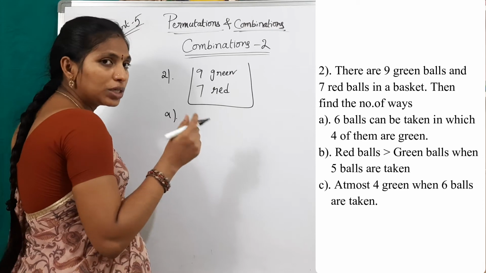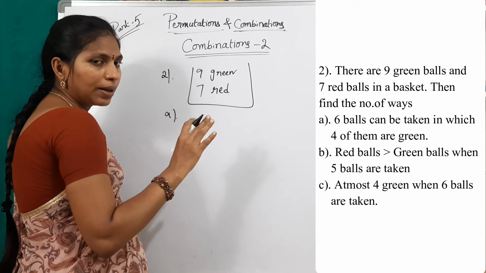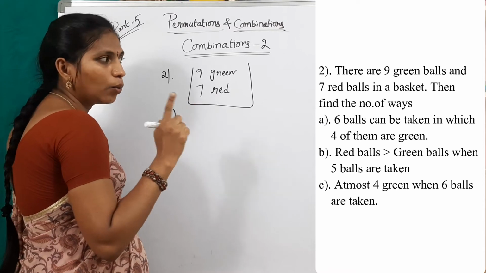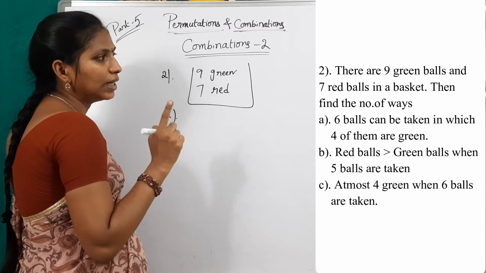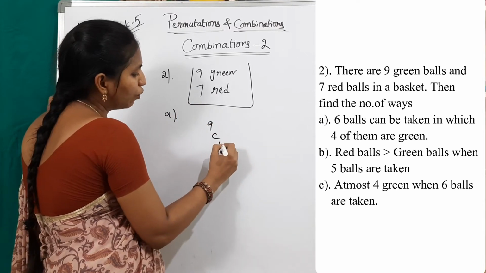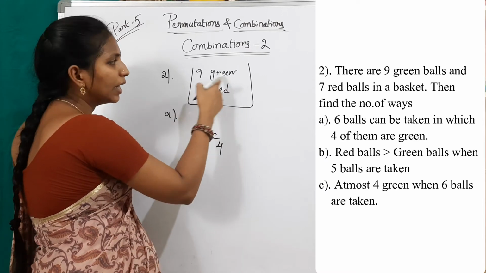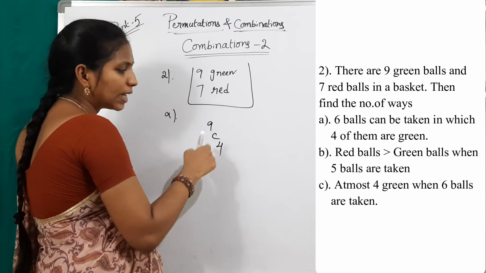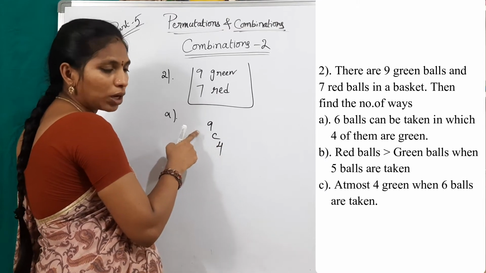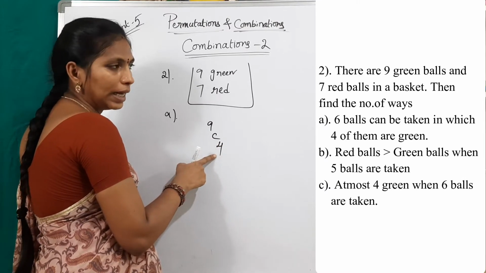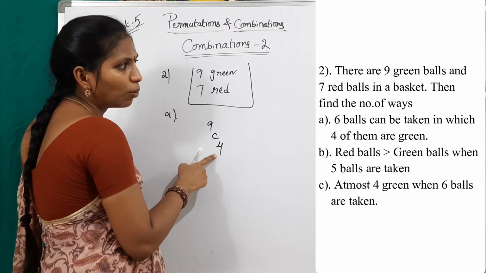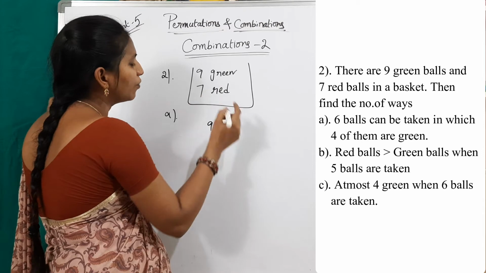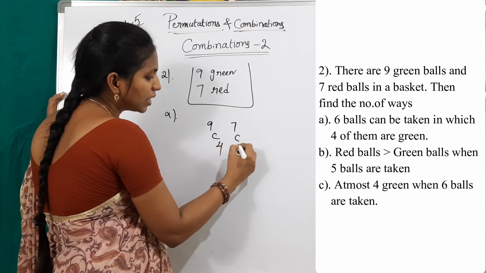So we should select 6 balls. But 4 of those 6 balls are what color? Green color. So 9C4. 4 balls selected from 9 green balls. So 4 balls are green. But we should select how many balls? 6 balls. So the remaining 2 balls are from red. 7C2.